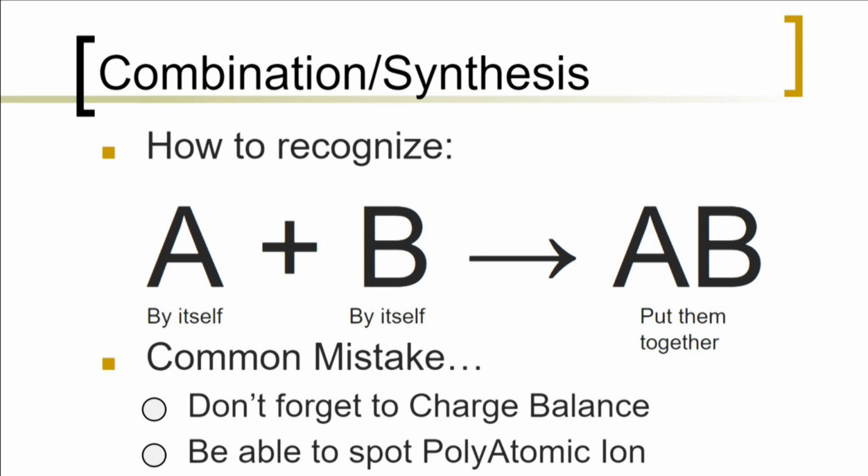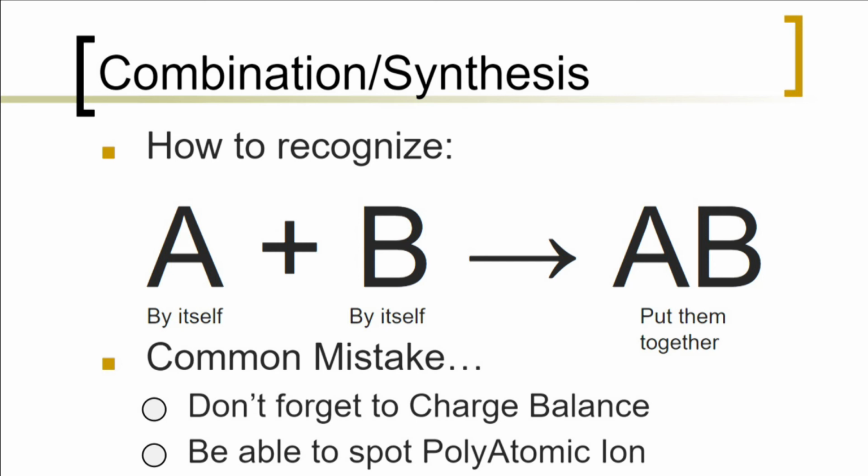A combination or synthesis reaction happens anytime that you have a molecule by itself added to another molecule by itself. You have to excuse the hammering if you could hear that. Apparently they're doing construction someplace. But I have a molecule by itself plus another molecule by itself. And what that's going to do is lead to it being a synthesis. And all you have to do in order for us to solve the problem is put the 2 atoms together.